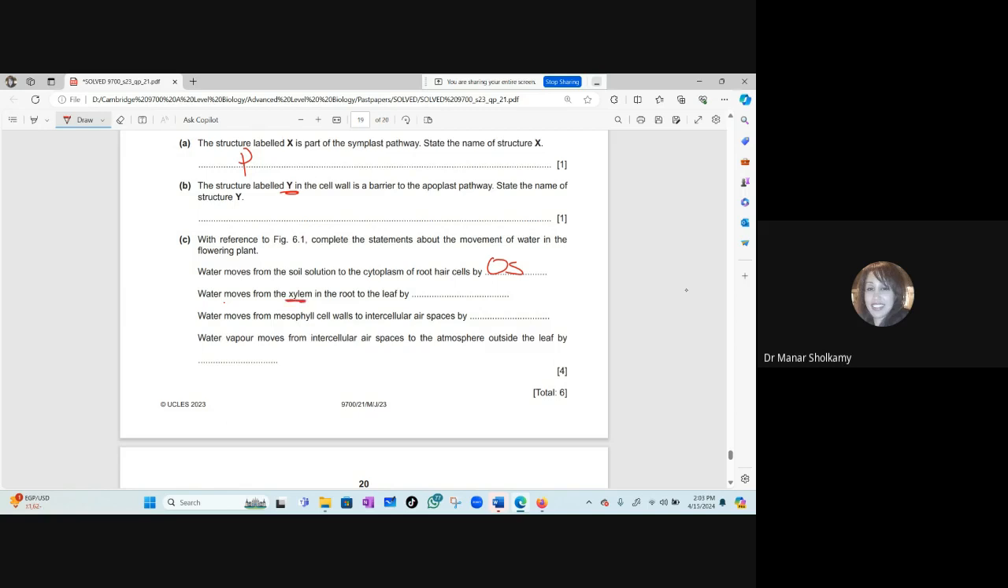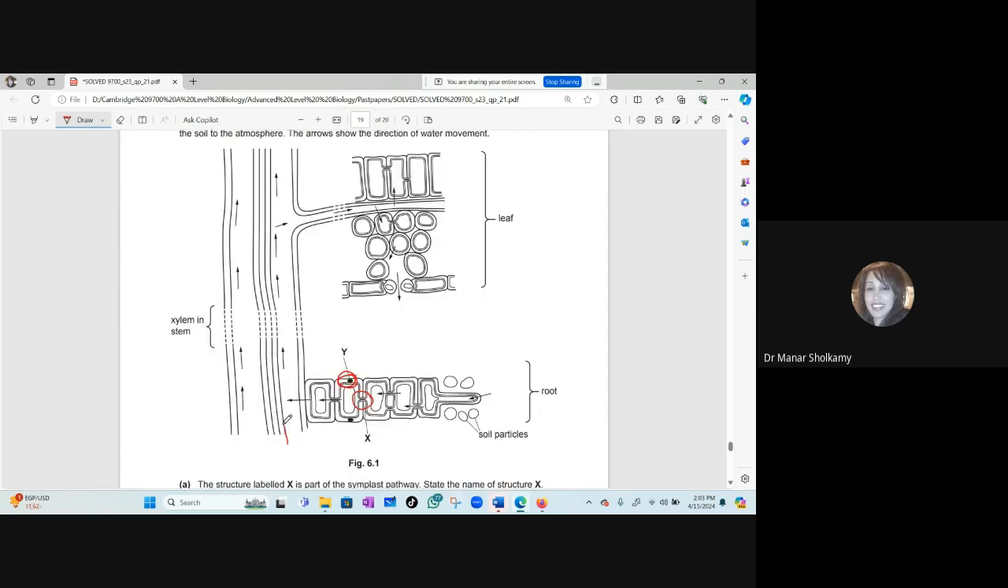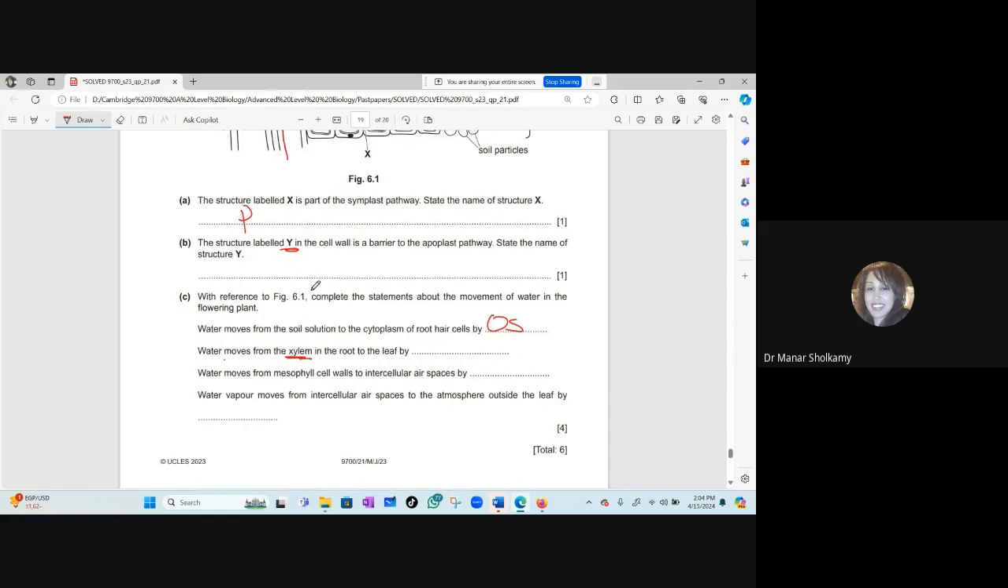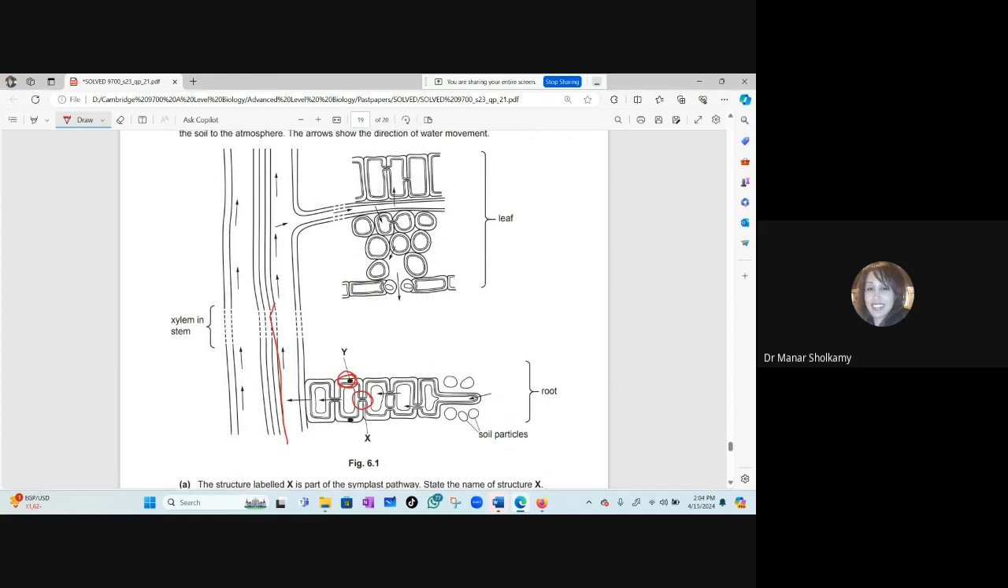Water moves from the xylem in the root to the leaf. How does the water move in the xylem? Mass flow. Excellent. Okay. Water moves from the mesophyll cell walls to the intercellular spaces. Here, the water will move from the surface of the mesophyll cells into the intercellular spaces. Evaporation.